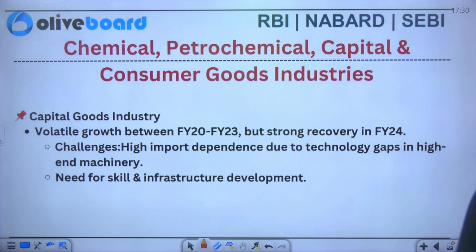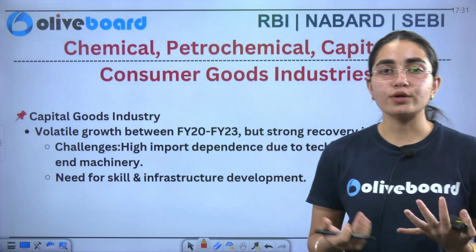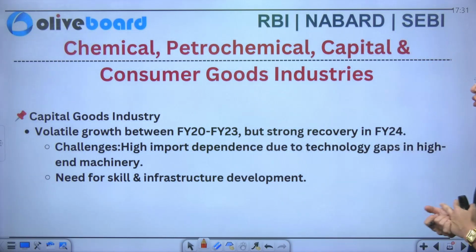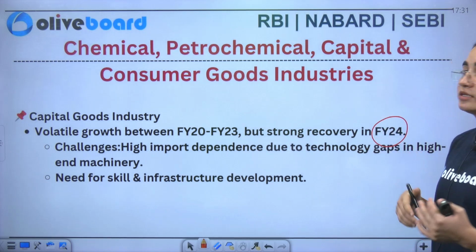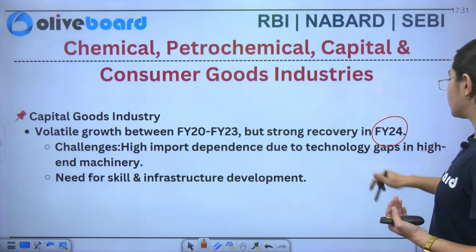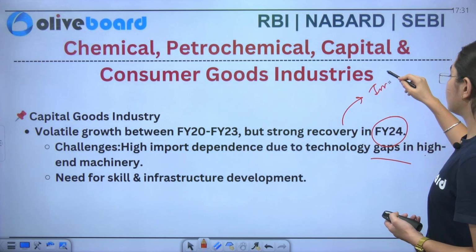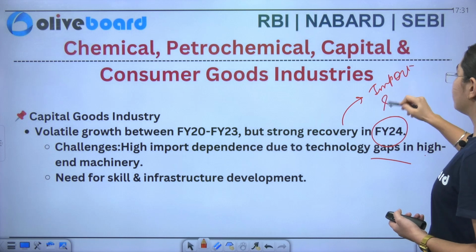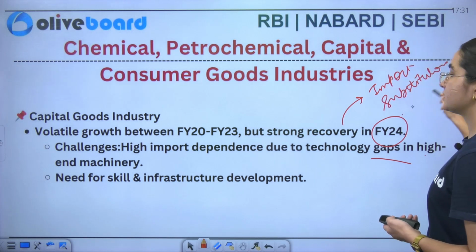Now we'll see the capital goods industry. Capital goods are products coming into your country which are able to generate assets as well as lower your liabilities. Volatile growth is there, but a stronger recovery can be seen in financial year 2024. What are the challenges? High import dependency due to a technological gap in high-end machines. So of course we have to move towards import substitution, using various steps.